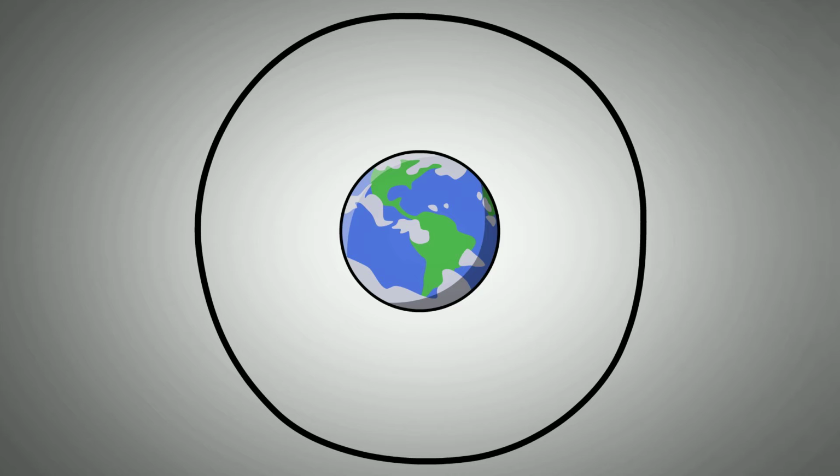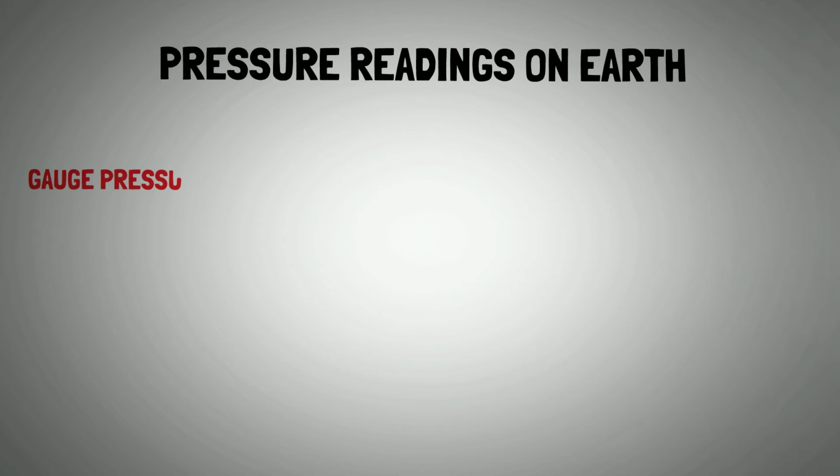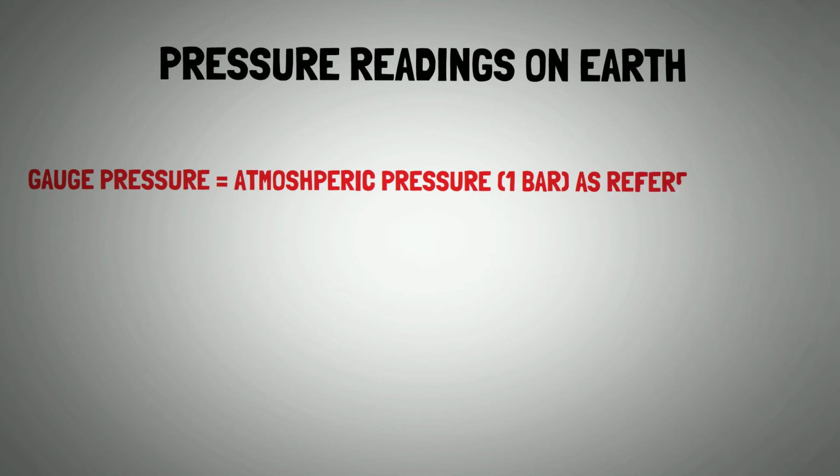The mass of all the gases in the Earth's atmosphere, which are mainly made up of nitrogen and oxygen, gives a pressure of 101,000 pascals at sea level due to gravity. This pressure is active on us all at all times. When we talk about pressure measurements on Earth, we frequently use what is called gauge pressure. Gauge pressure uses the Earth's atmospheric pressure at sea level as a reference to zero.